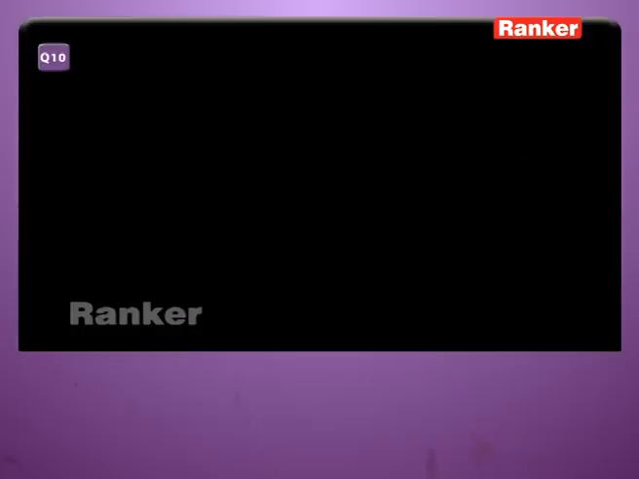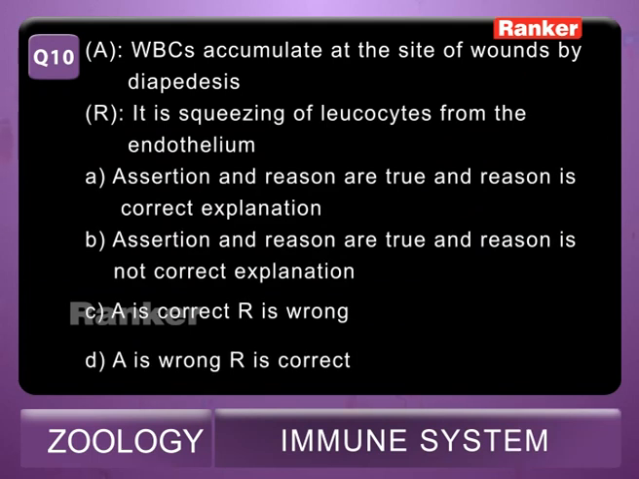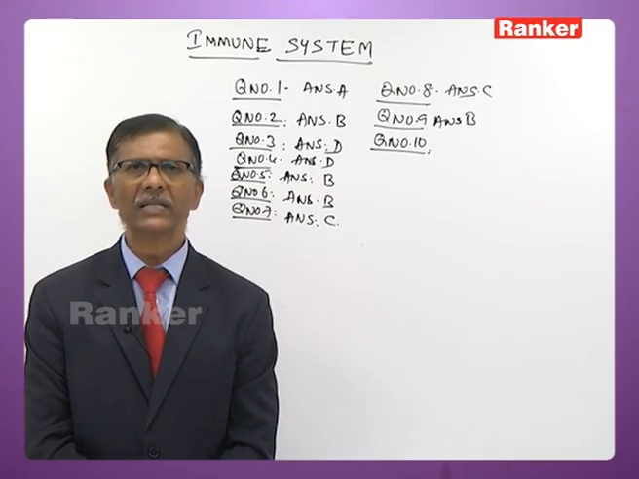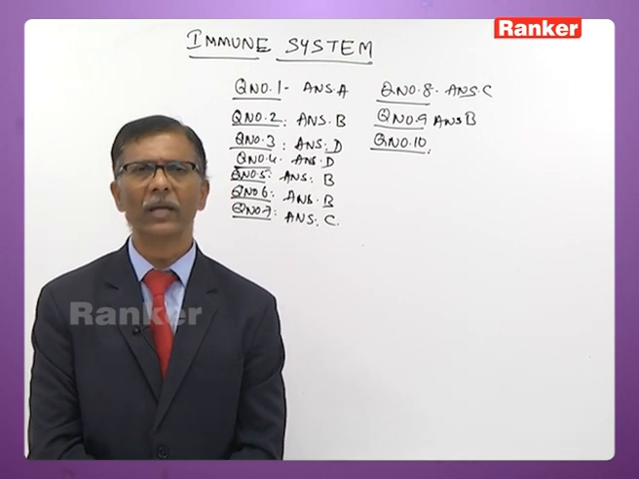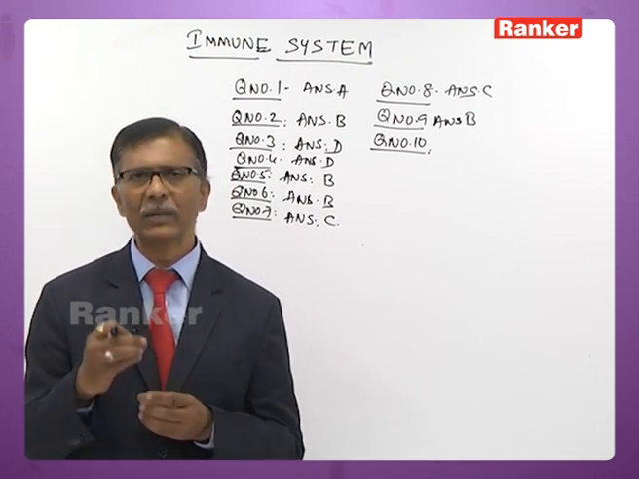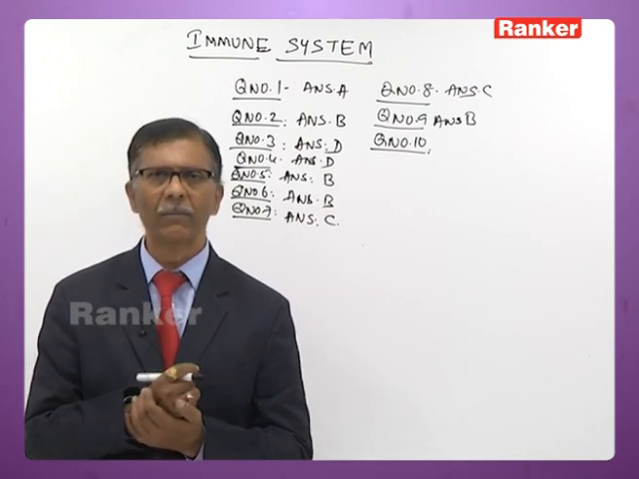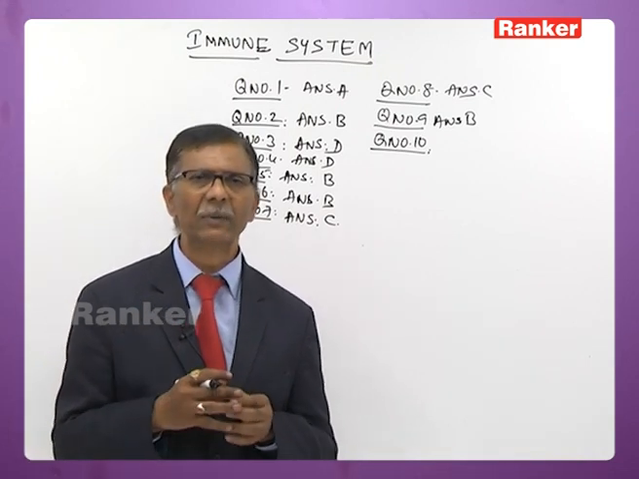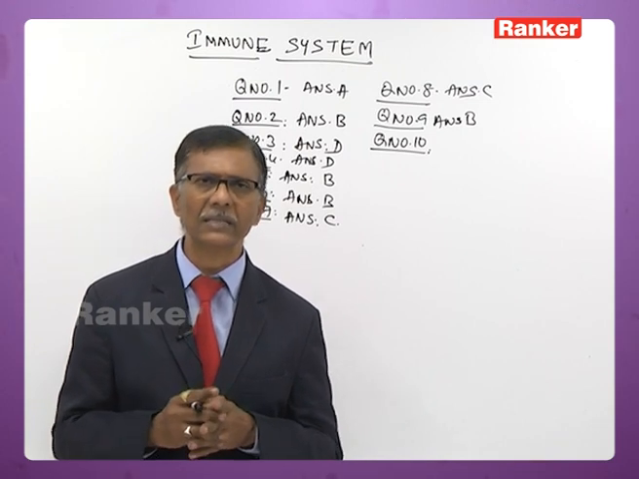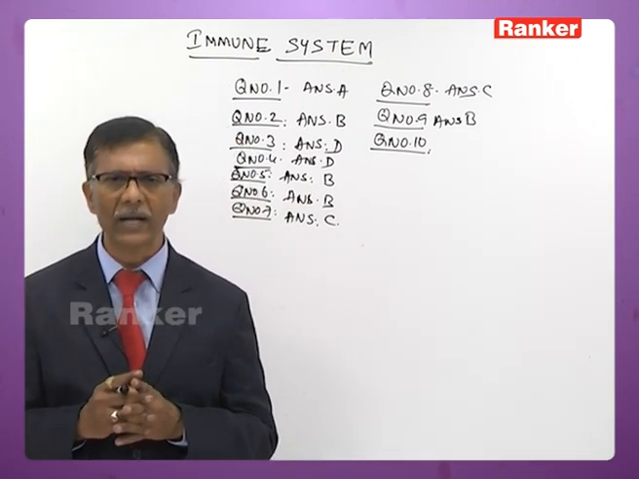Question number 10: Assertion, WBCs accumulate at the site of wound by diapedesis. Reason, it is a squeezing of leukocytes from the endothelium. Whenever there is inflammation or infection in the human body, the WBCs squeeze themselves and come out of the blood capillaries to fight against foreign particles. The process of expulsion of WBCs from the blood capillaries by squeezing themselves is called diapedesis.